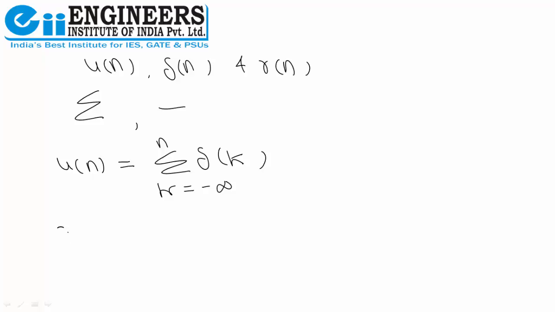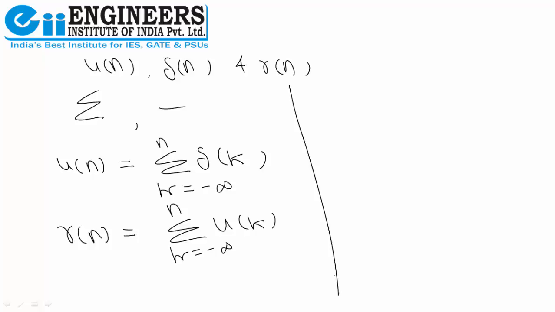Now what is r of n? r of n is simply the summation of u of k, from k equal to minus infinity to n. Now what about the differentiation? Because here we need to perform subtractions.